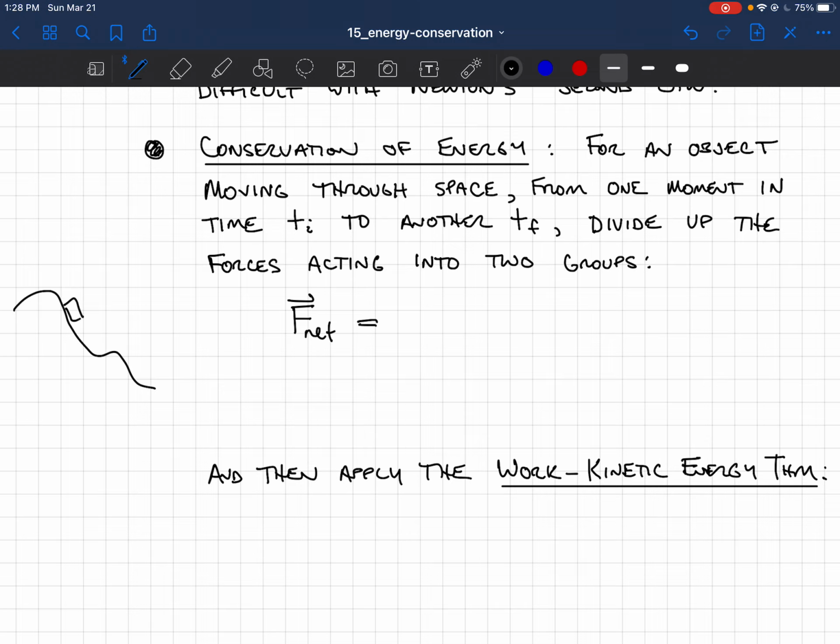So maybe it's like an object that's going down a hill, and there's going to be a force of gravity and a normal force, and maybe there's a frictional force, and I don't know what else. Let's leave it at that. So in any case, we have the net force is equal to some F1 plus some F2 plus some F3, etc.